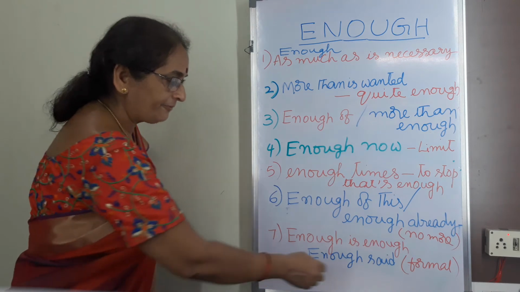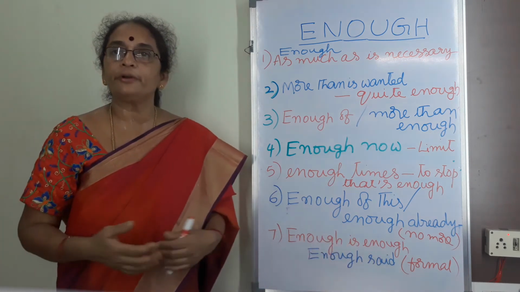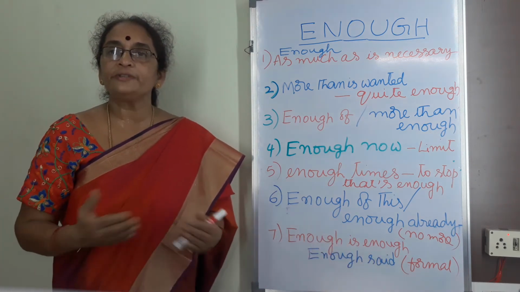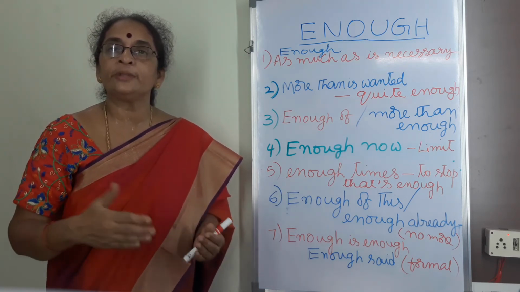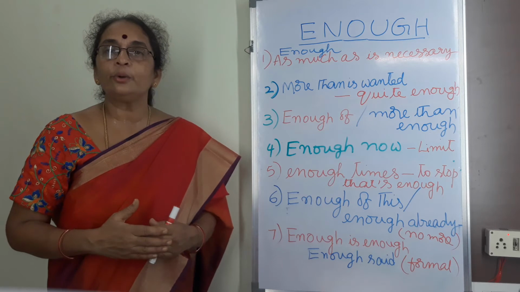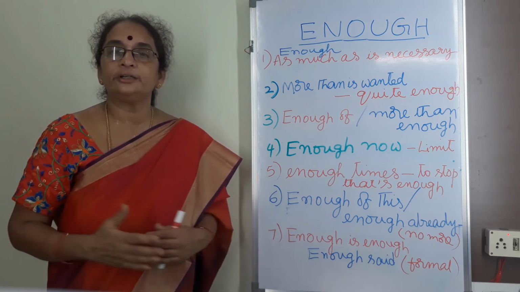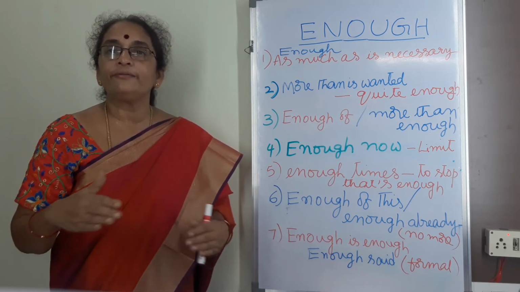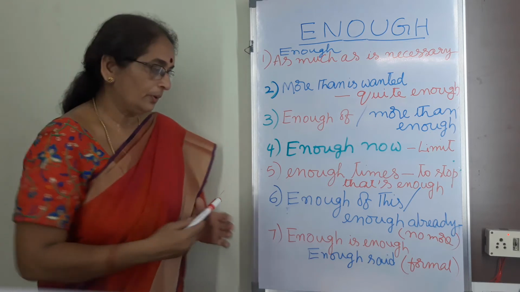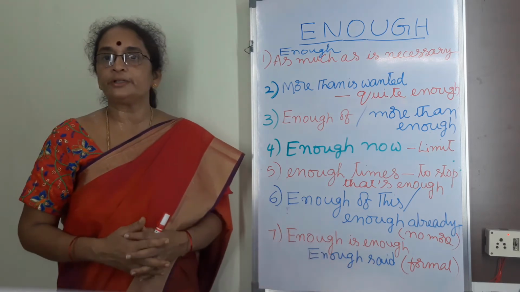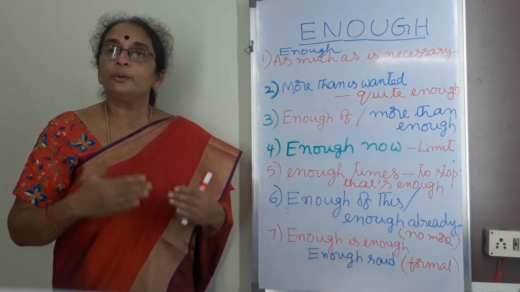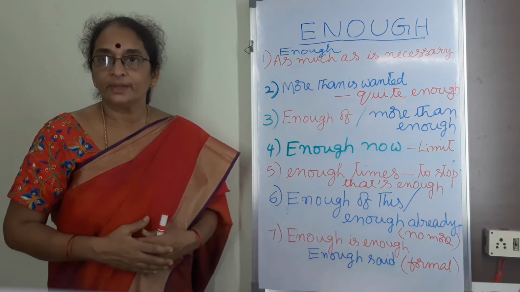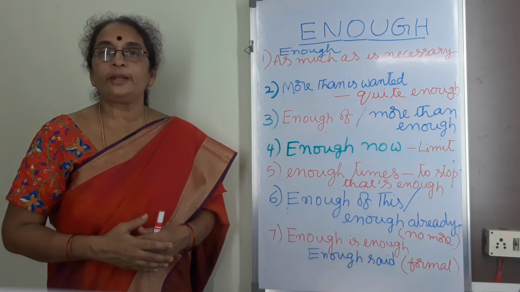Okay. Enough said. It's a formal way of using enough. Enough said means when the other person is explaining something to you, you understand it, and you don't want the other person to explain it further because you already have understood enough. So when you use enough said, it's a formal way of telling the other person that you understand what he means, so that he doesn't need to explain it further.